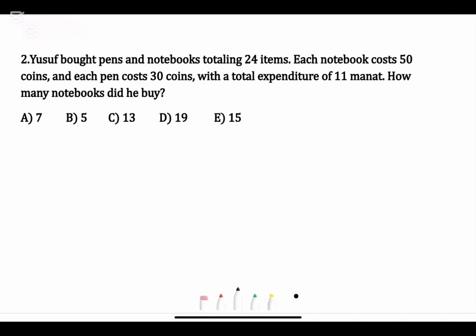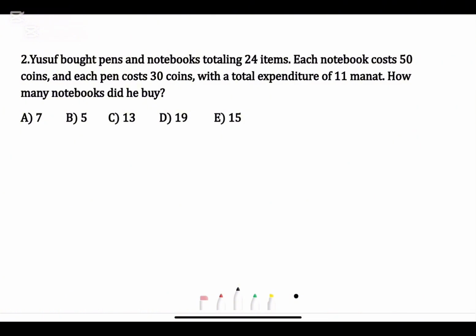Question number 2. You bought pens and notebooks totaling 24 items. Each notebook costs 50 coins and each pen costs 30 coins. With a total expenditure of 11 manats, how many notebooks did he buy? Well, I just read the problem and I don't remember much of it already.